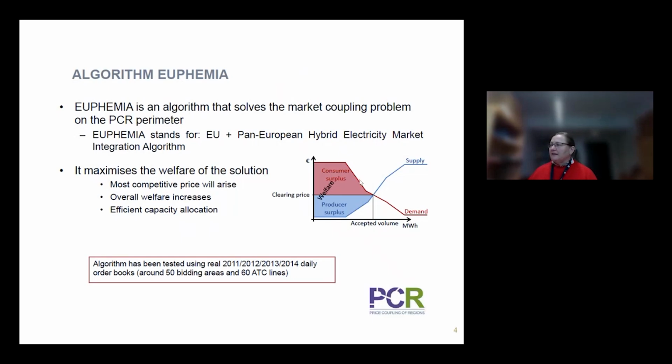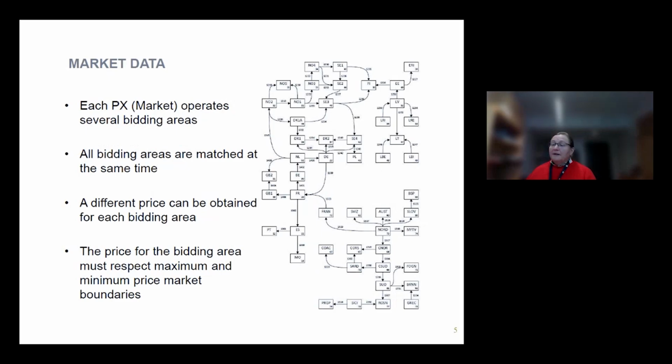And that's illustrated as this area under the demand curve and over the supply curve. And if there is any congestion, there is also a grid rent involved in this. So this algorithm is maximizing the welfare of the overall system. And then, of course, there are capacity constraints.